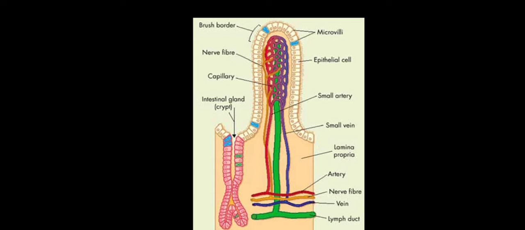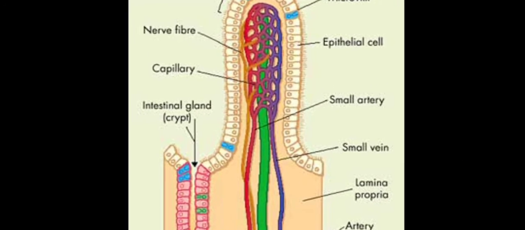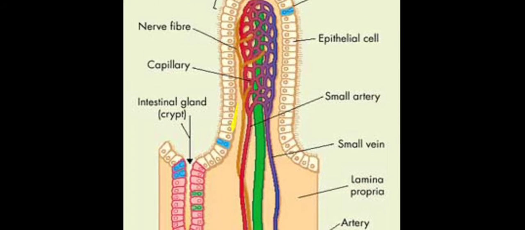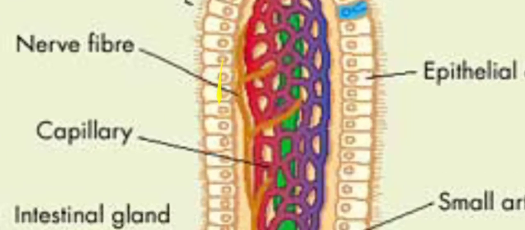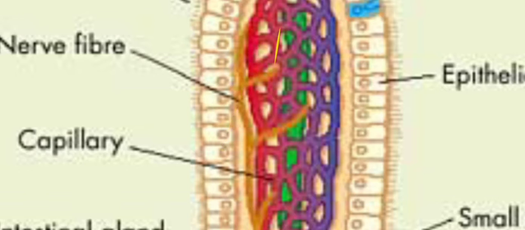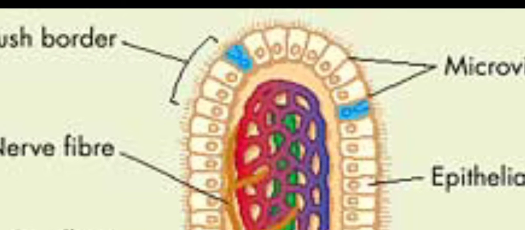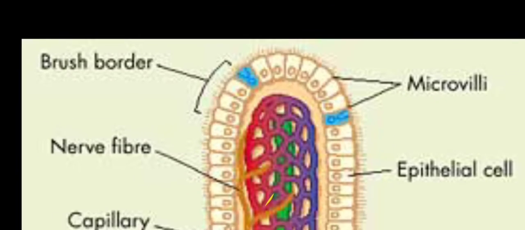So this is the structure of a villus. See, these are the columnar epithelial cells, and inside there is a network of blood capillaries. This green colored tubular structure is the lymph vessel, which is called the lacteal. And on the surface of the columnar cells, we can see the brush border or the microvilli.